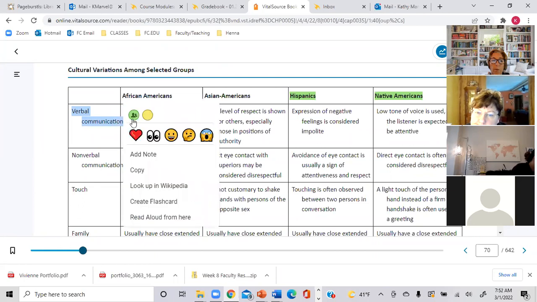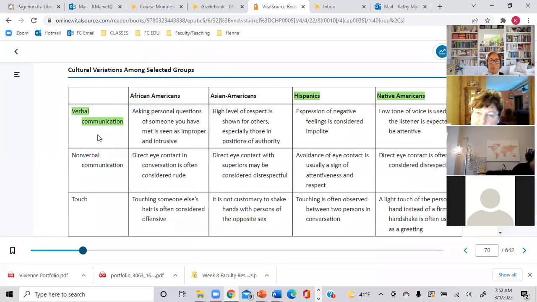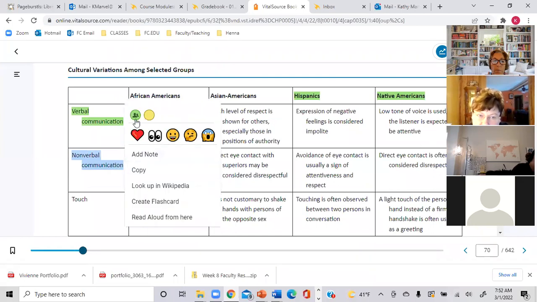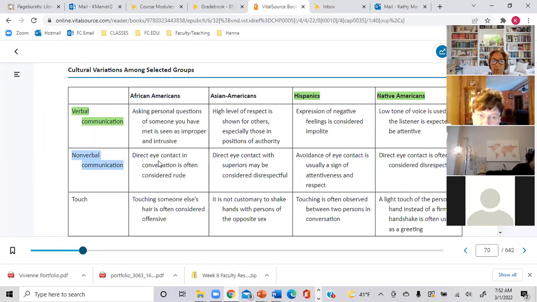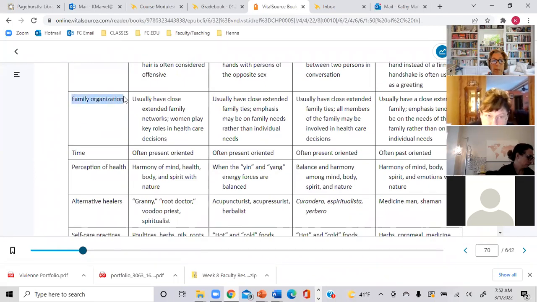You may be given a scenario and asked which culture. Verbal, nonverbal, these are what I would like for you to study. Family organization. Time. So for example, with Hispanics, presently oriented. Interestingly, with Native Americans, often past oriented.